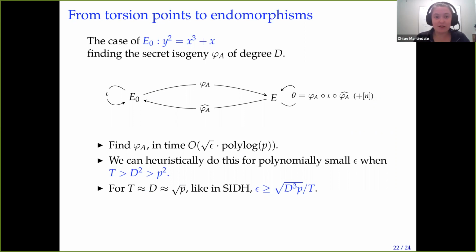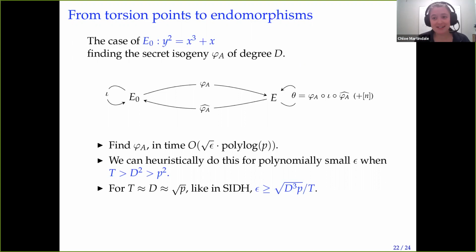The case is E0 is this special curve, y squared equals x cubed plus x. And you need to find the secret isogeny phi A, and our algorithm does that in time square root epsilon times polylog p. When t is bigger than d squared is bigger than p squared, that's polynomially small epsilon, but when we've got these balanced parameters like in SIDH, that gives you this sticking point, this bound on epsilon that just comes from the norm equation of the endomorphism ring of that elliptic curve.